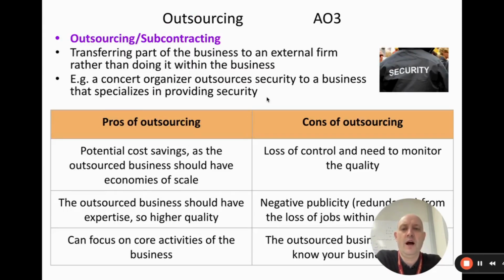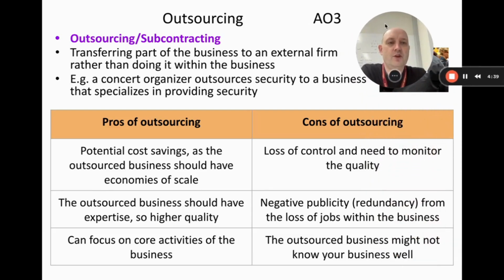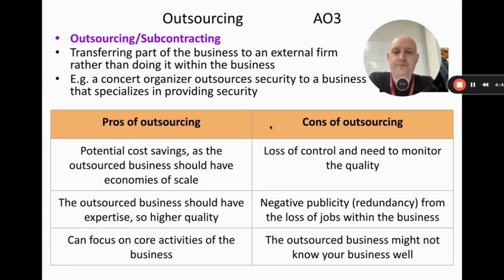So what are some pros and cons of outsourcing? There are various, and I've got 3 here. We're going to do this in the context of, let's say, a concert organizer that outsources security. Security are the people who make sure that the concert is safe. What are various reasons that the concert organizer might do this? One might be the potential cost saving. The security company is going to have a lot of security contracts, and therefore they might have economies of scale. Remember, as you increase the scale of production, your unit costs go down. So there are some potential cost savings there.